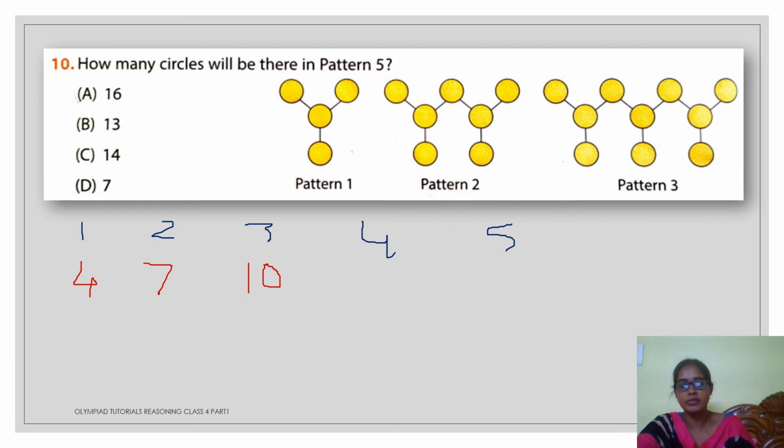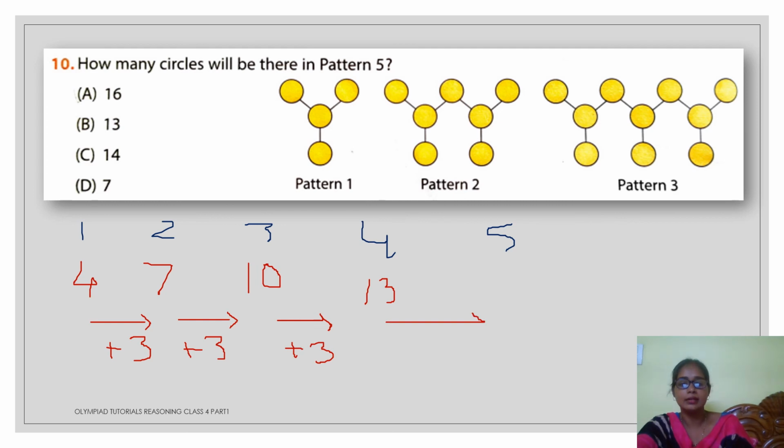Just by observing, if you go on adding 3 from one pattern to the other, you are going to get the answer. 4 plus 3 will give you 7. 7 plus 3 will give you 10. Again 10, if you add 3, will give you the fourth pattern, which has 13 circles, and 13 plus 3 will give you the fifth pattern of 16 circles. Okay. So option number A, 16, is correct.